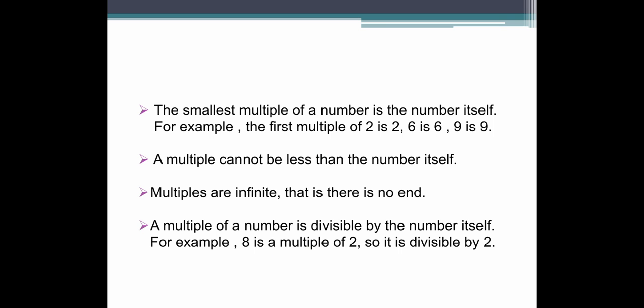Well, let's conclude. The smallest multiple of any number is the number itself. For example, if you take the multiples of 2, what is the first multiple of 2? 2, right? What's the first multiple of 6? 6. What's the first multiple of 3? 3. What's the first multiple of 9? 9. So the smallest multiple of a number is the number itself. Now a multiple cannot be less than the number itself. A multiple will never be smaller than the number itself.